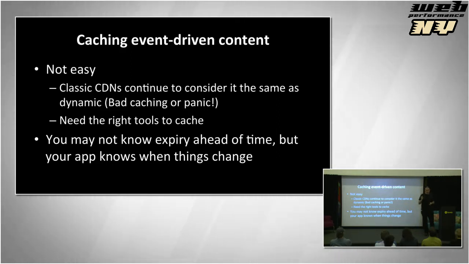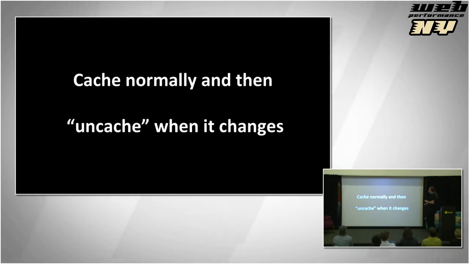A user event triggers something. An administrative deploy event triggers something. That's all stuff that your application knows. So the strategy for caching content that falls under the event-driven category is actually quite simple: cache them normally like you would with any static piece of object, and then uncache it when it changes.